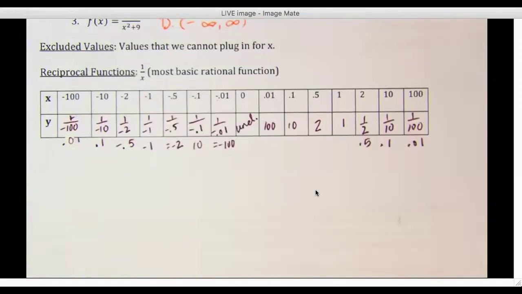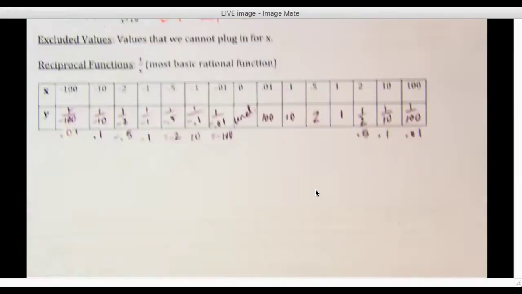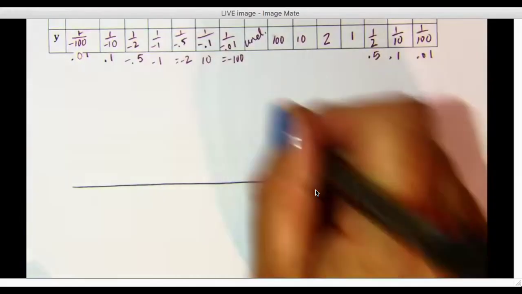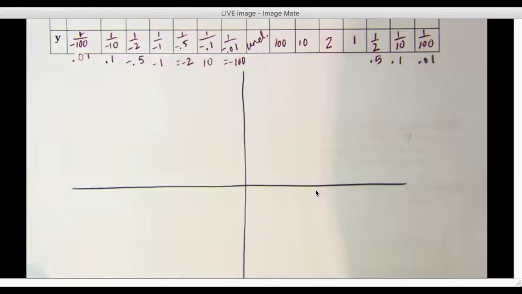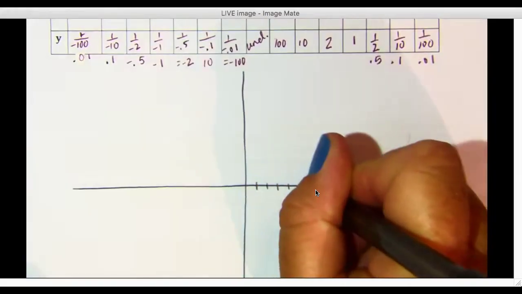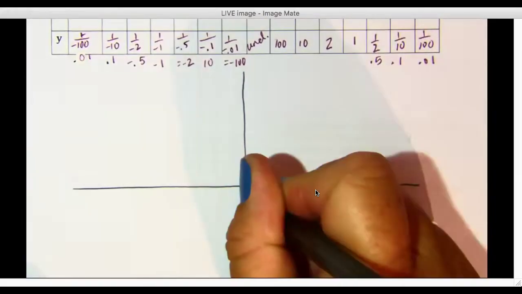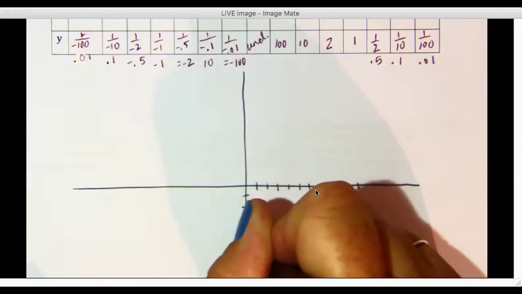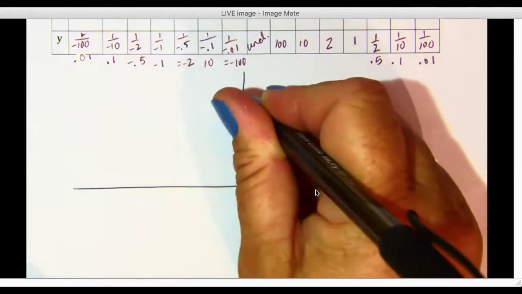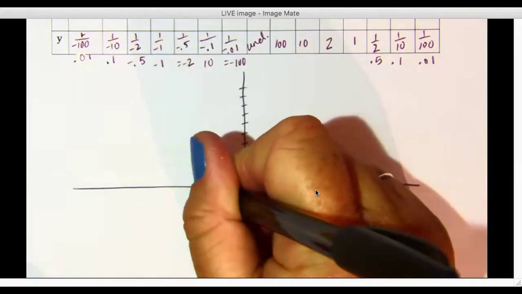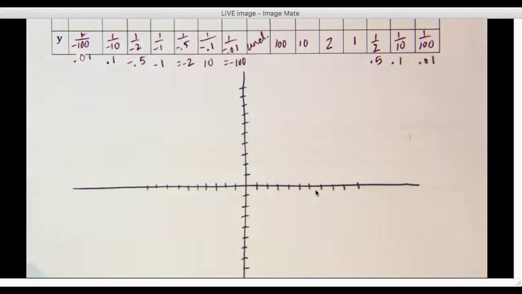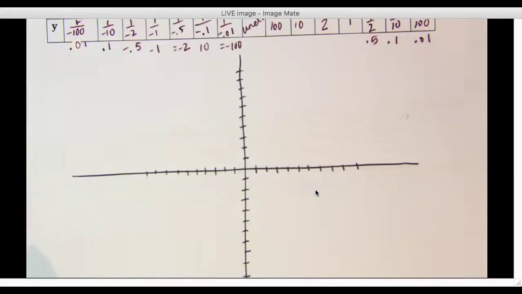So what we're going to do now is plot those points that we just did a table for. And I'm not going to do all of them. I'm not going to plug in all the way to 100, but I am going to do all the way to 10. So 1, 2, 3, 4, 5, 6, 7, 8, 9, 10. 1, 2, 3, 4, 5, 6, 7, 8, 9, 10. Right. So we're going to plug in those values and draw our graph.